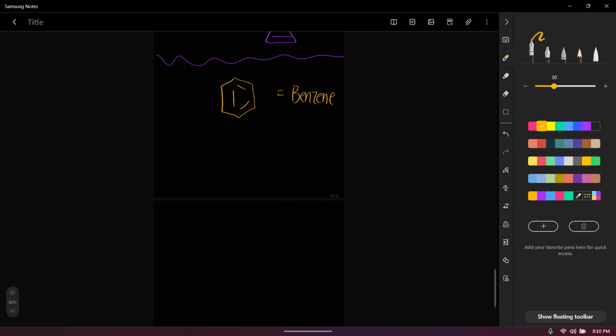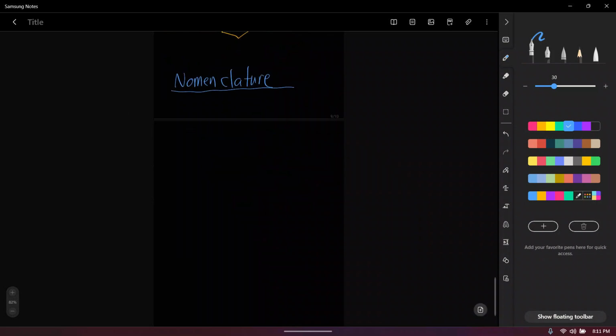Okay, so before we talk about how to add stuff to benzene, we have to talk about sort of the nomenclature of benzene and just getting to know benzene and being familiar with it. So benzene has some very specific nomenclature that's associated with it. All right. So let's talk about the nomenclature of benzene first.